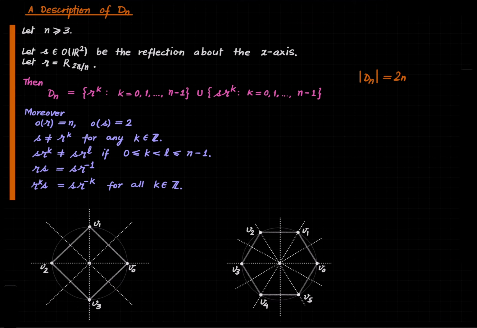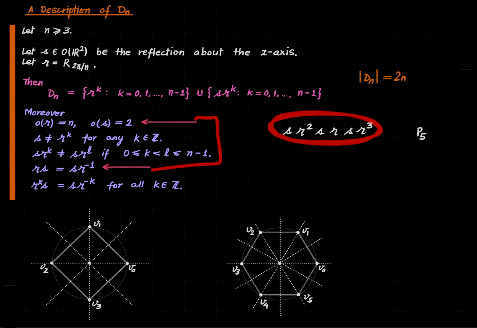Okay, and yeah, I think I'll just star mark this one. This one is perhaps the most important. Yeah, these two things are basically the most important things that I wanted to highlight. Using them you can compute anything that is written in the dihedral group. Suppose I write something like r s = s r squared s r cubed, and suppose we are working in P5. So then you can compute this using these two laws very quickly.